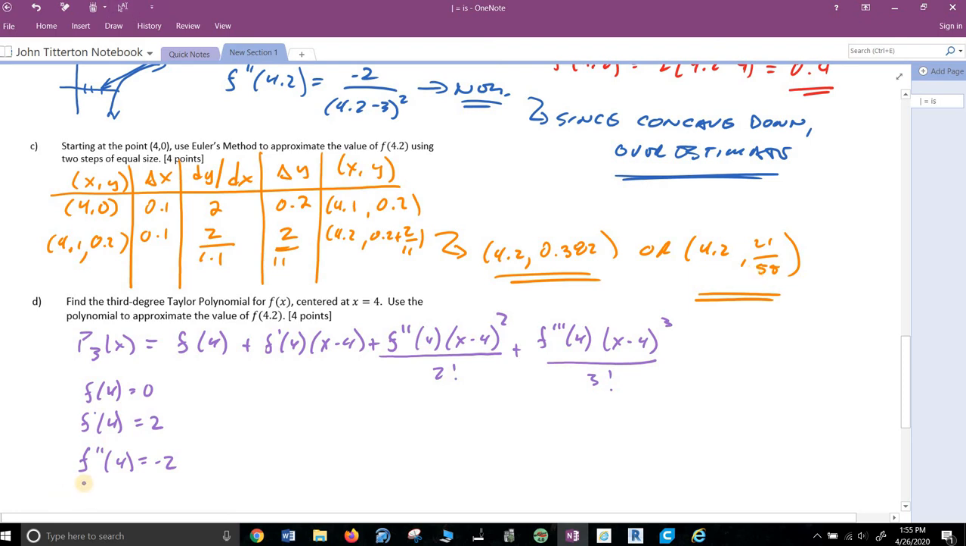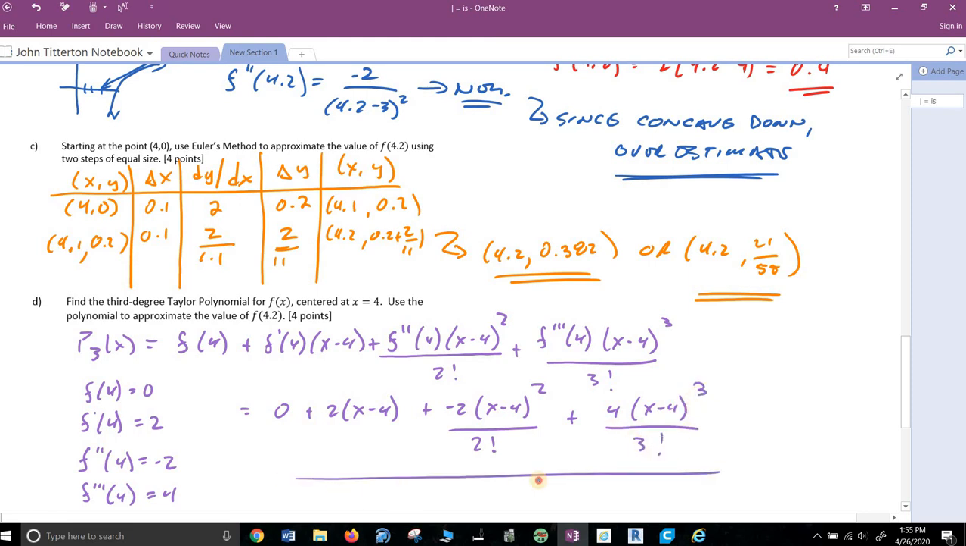So here we go. P3 equals 0 plus 2x minus 4 plus negative 2x minus 4 squared over 2 factorial plus 4x minus 4 to the third over 3 factorial, and I would leave it there for part B.